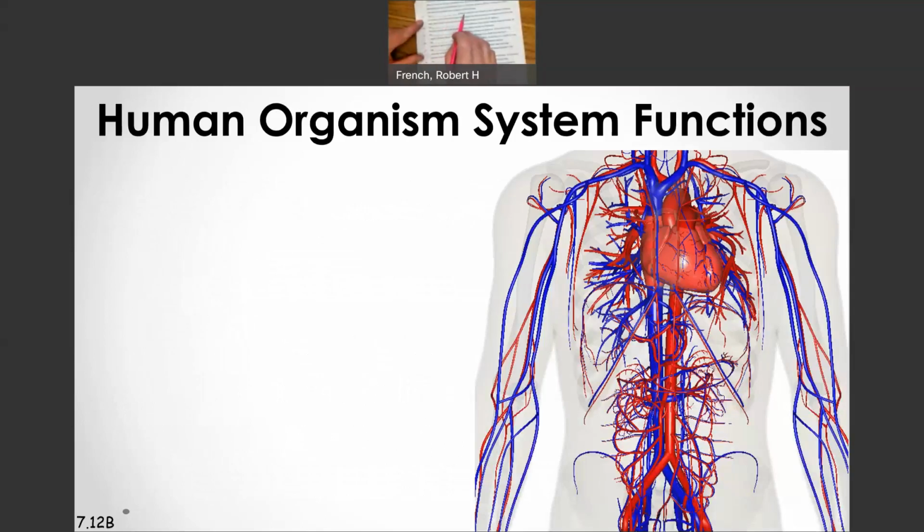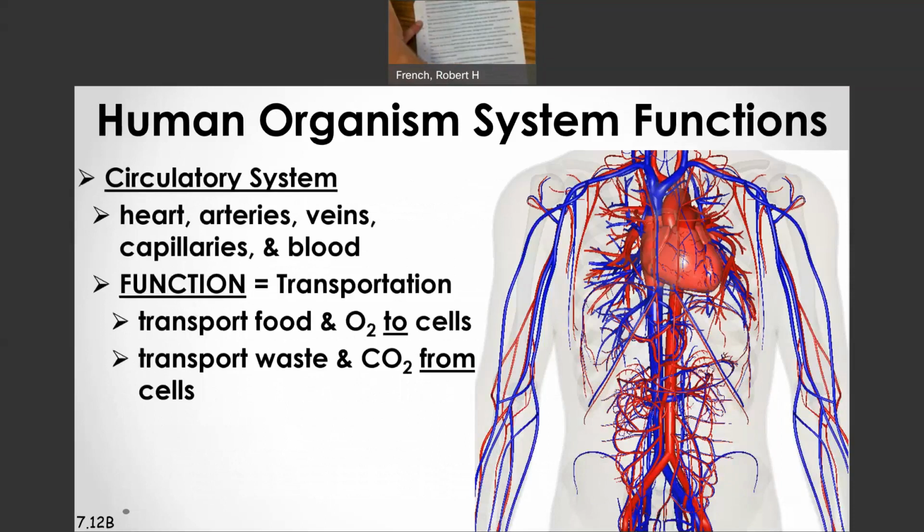All right. The blank system includes the heart, arteries, veins, capillaries, and blood. That would be the circulatory system. Its function is the transport of oxygen, food in the form of blood sugar, and essential raw materials to all other cells of the body, and to carry waste products such as carbon dioxide from the cells for disposal.